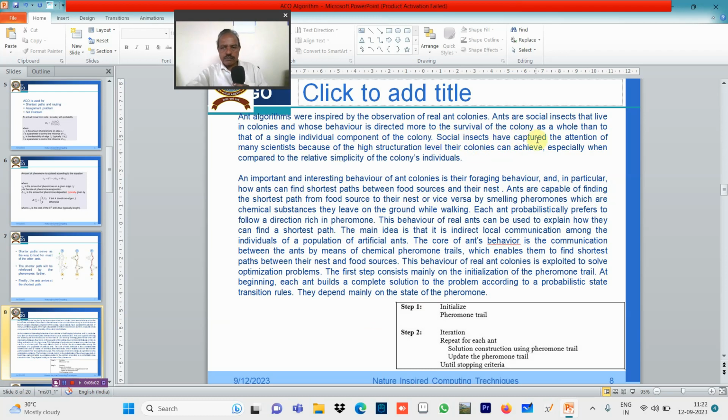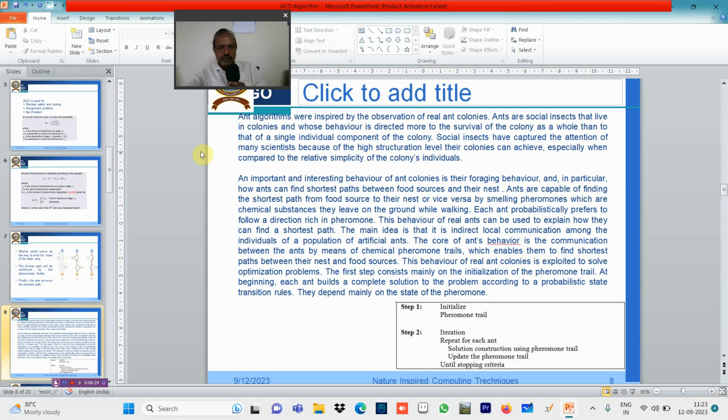Social insects have captured the attention of many scientists because of the high structuration level their colonies can achieve, especially when compared to the relative simplicity of the colony's individuals. So instead of the individual, they put stress on the colony. So protection of this colony, for food and everything, is a priority.